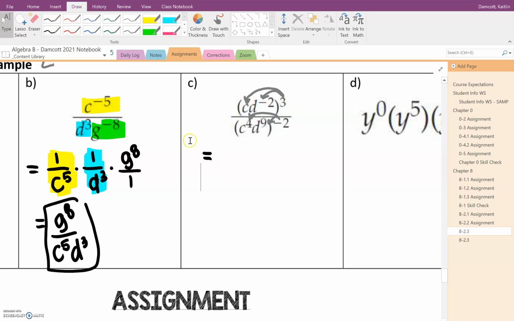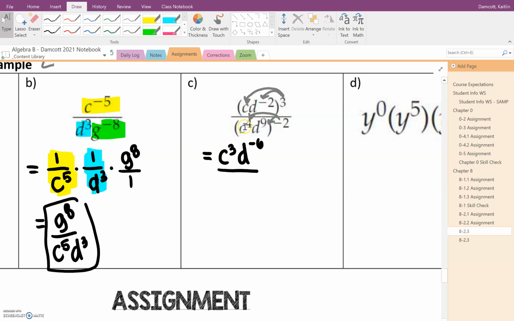But here I'll start. So I've got c to the 3rd power. Then I've got d to the -2 raised to the 3rd. So when you raise a power to a power, you need to multiply the exponent. So we keep the base and then multiply the exponents. -2 times 3 is -6. All right. So we've got the top ready to go.